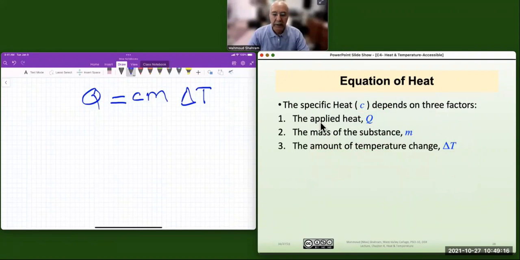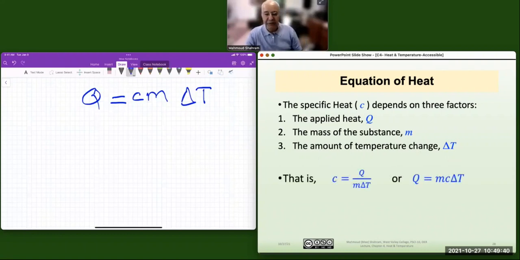Q is the applied heat. C is the specific heat of that particular element. The mass is obviously M. We know what that is. The amount of temperature change is delta T. Then we have this relationship, which you can write this way or that way, depending on what you're looking for. If you're looking for the specific heat, you write it this way: give me the heat, give me the mass, give me the change of temperature, and I'll give you the specific heat.